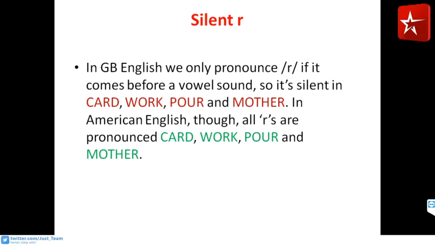Let's continue with R, silent R. In British English, we only pronounce R if it comes before a vowel sound. So it's silent in card, work, per and mother. In American English, though, all are pronounced. But when it comes to American English, we pronounce them, but when it comes to British English, we don't pronounce them.